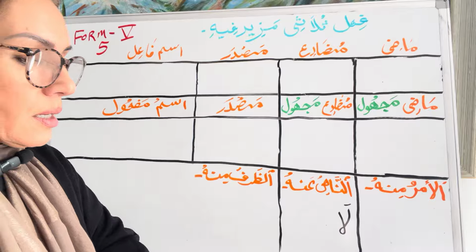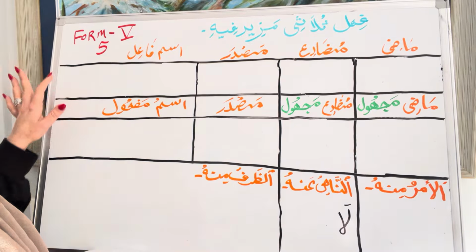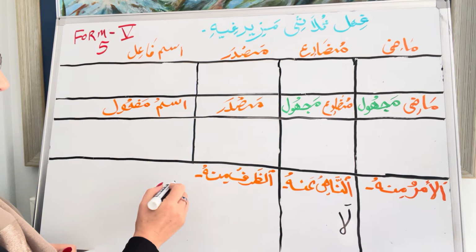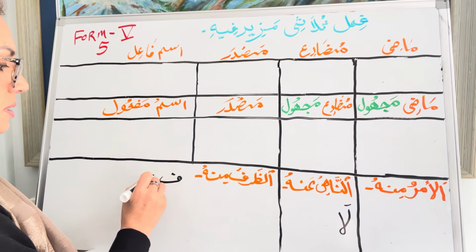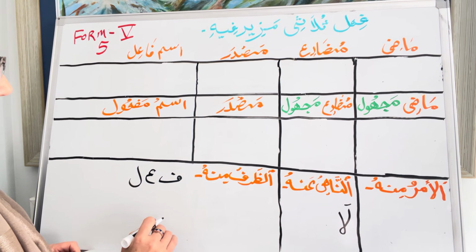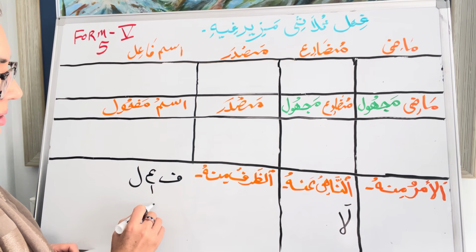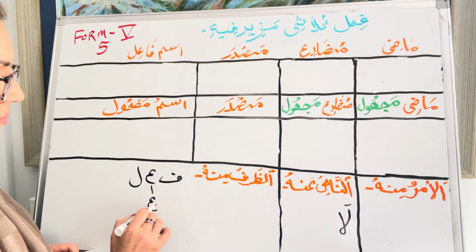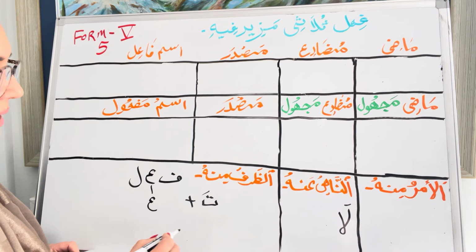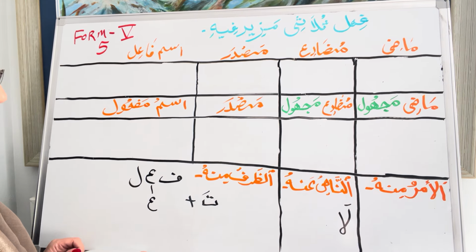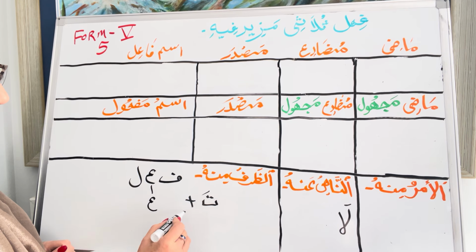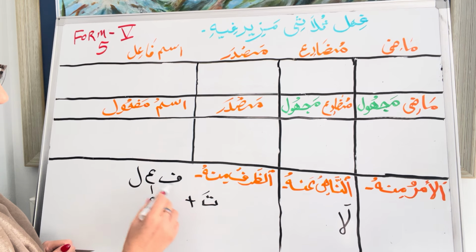All right. This form 5, here, let's go back to the fa'ala, and then we'll point out what's added here. This is our basic فعل. Now here, this letter is doubled, and then a ta is added to the beginning. So if we put it all together, the verb is going to be, let's just write it together.